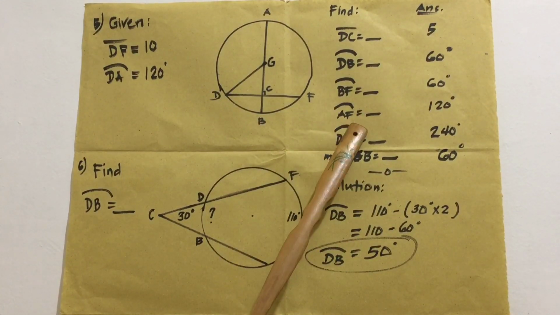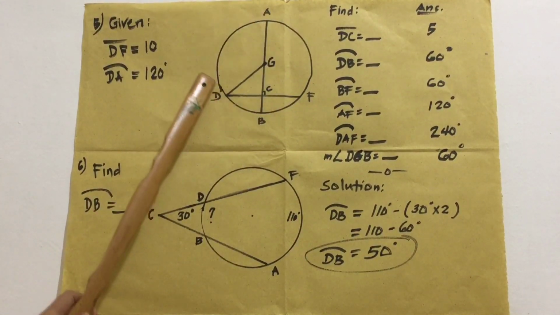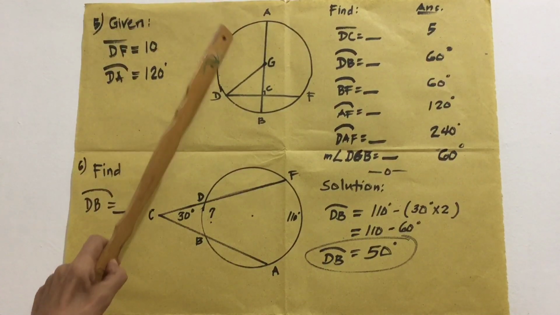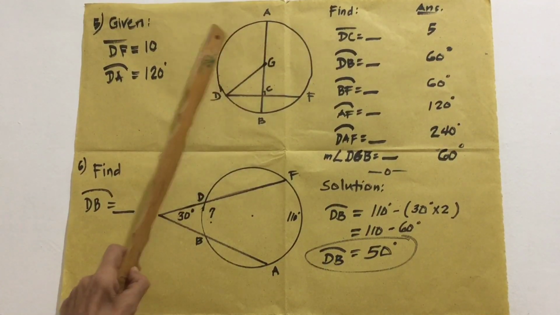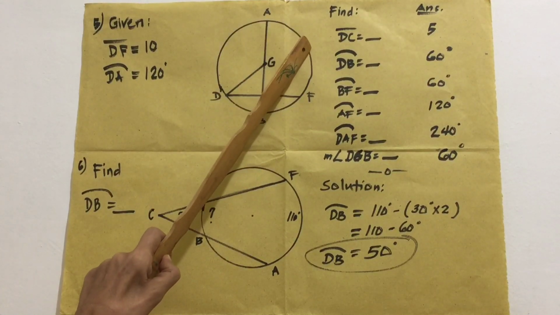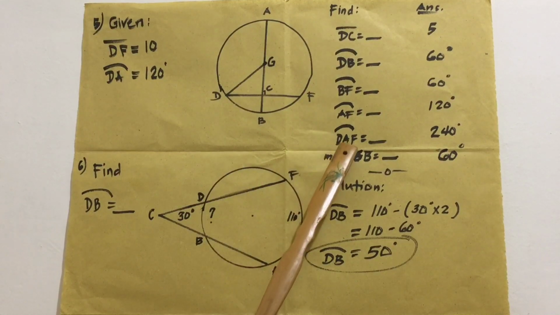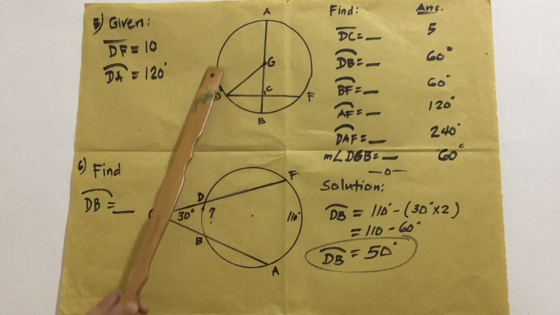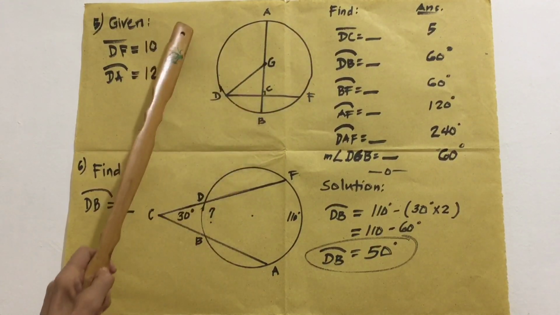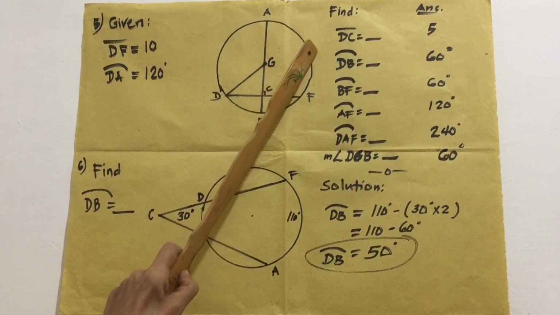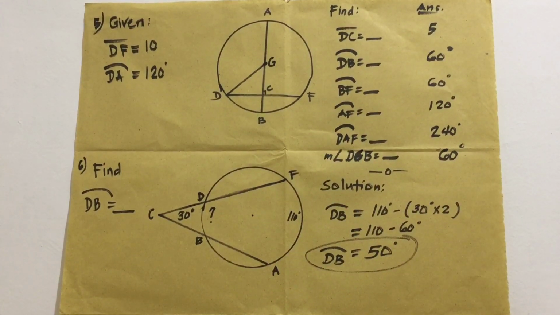Arc EF, so is here. Arc EF. If D is 120, D is 120. So therefore the other side, because this is congruent, is also 120 degrees. So arc DEF, the major arc. So if this is 120 plus 120, so the arc DEF is 240 degrees.